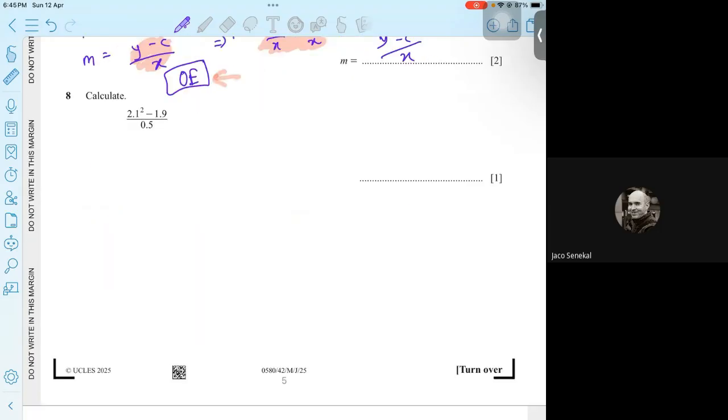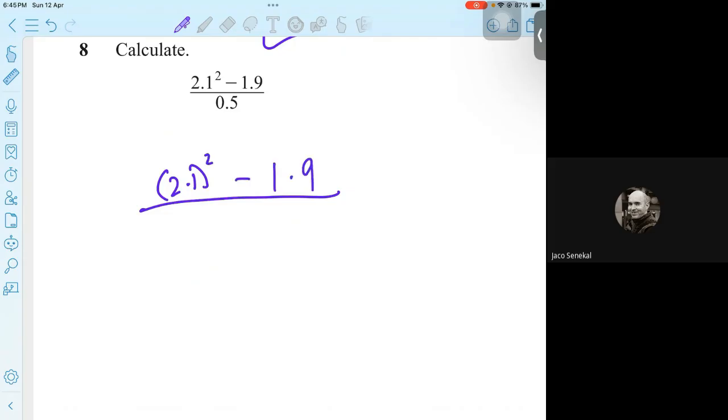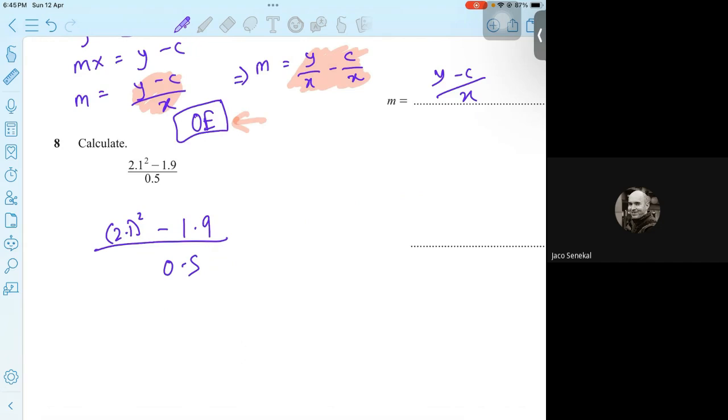Let's move on to the next question. This question is quite straightforward. You could just easily plug this into the calculator. So take a calculator, write a fraction, put 2.1 squared here, minus 1.9 here, and 0.5 here. And your answer should be something plus c. Okay. Can you let me know what answer you get from the calculator directly? Can you write it out in the chat box? Yeah? No? Okay. Thank you.